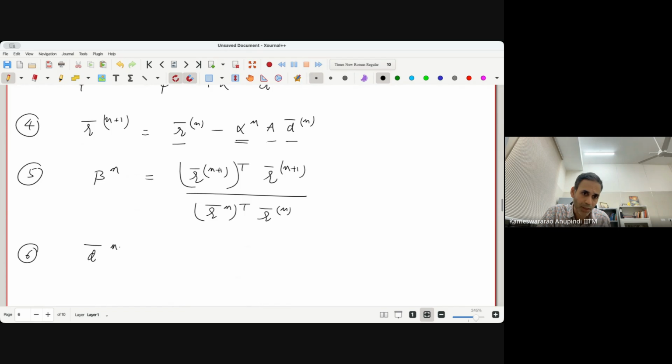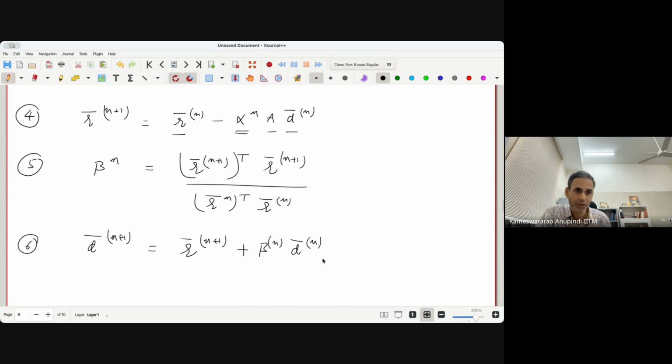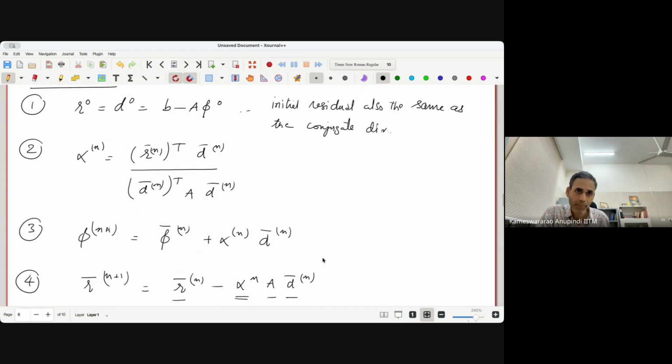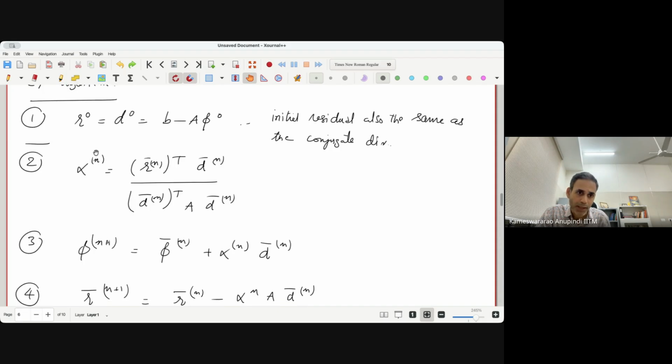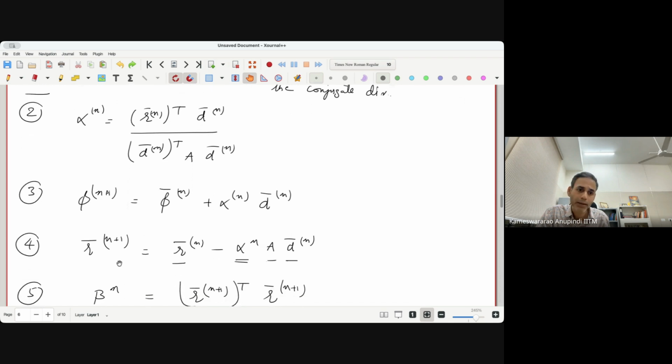That is d bar n plus 1, which is nothing but the residual at n plus 1 plus beta n dn. That is the new search direction. So once I know dn plus 1, I go back here and substitute the new dn plus 1. I already know rn plus 1, so I calculate alpha n plus 1. With alpha n plus 1, phi n plus 1, and dn plus 1, I can calculate phi n plus 2. And then the cycle repeats.